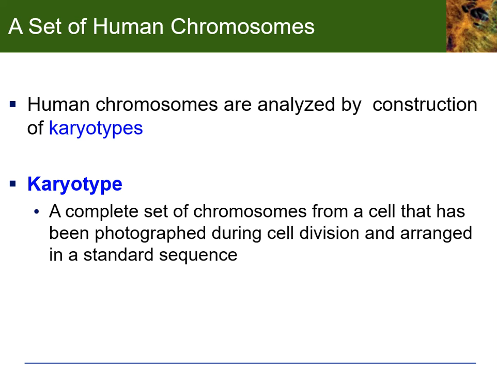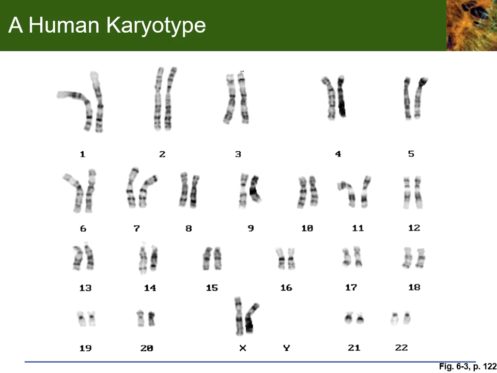Human chromosomes are analyzed by constructing a karyotype, which is a complete set of chromosomes from a cell that has been photographed during cell division and arranged into a standard sequence. Here's a picture of a karyotype. You can see they generally decrease in size as you go from 1 through 22. And then you have your X and Y chromosomes down here. In this case, there's no Y, there's only two X's, so that means that this is going to be a female individual.